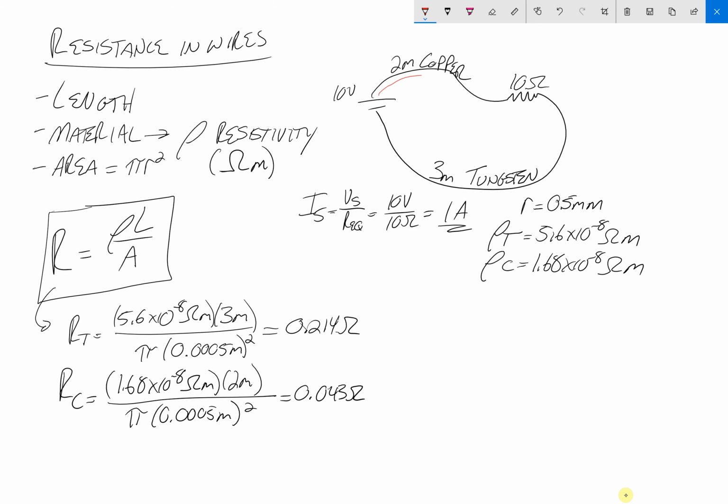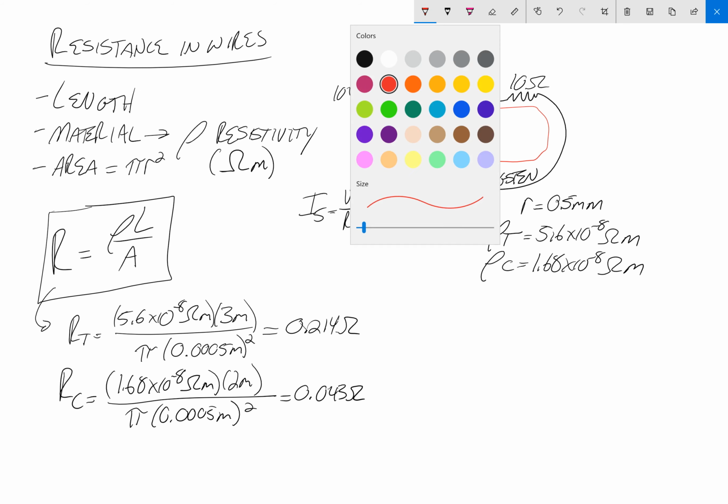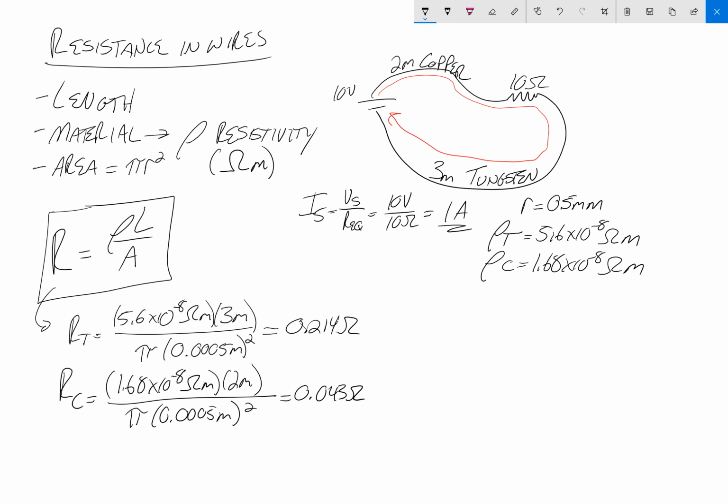Now, one of the things I want you to realize is that if you trace the current flow from one end of the battery to the other, you'll notice it goes through the copper wire, the resistor, then the tungsten wire, and it comes back. So basically, these three elements are in series with each other, which means we just add all the resistances together to get the total resistance. I promise all the problems that we do will just be wires and a resistor in series. We'll keep it pretty straightforward.